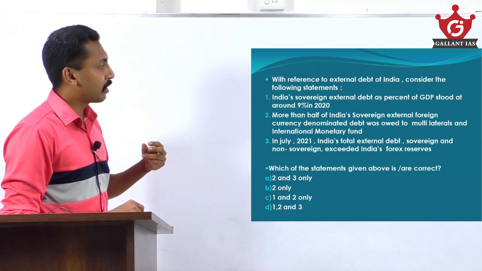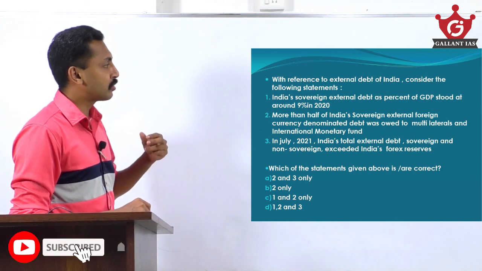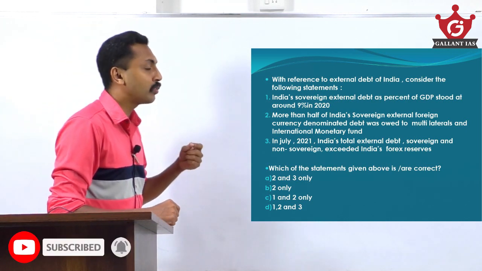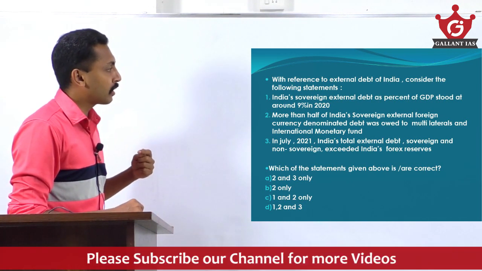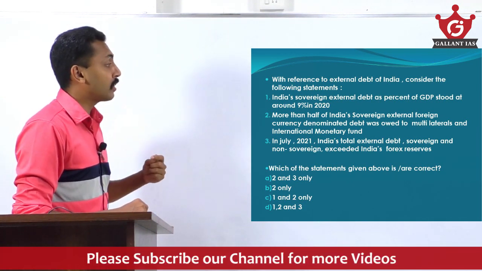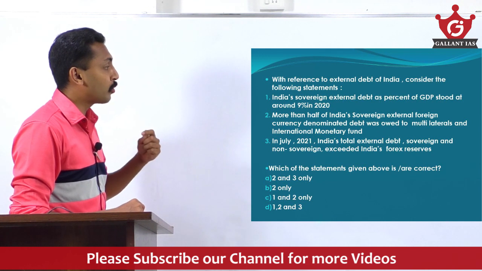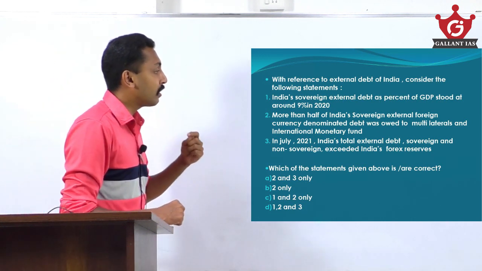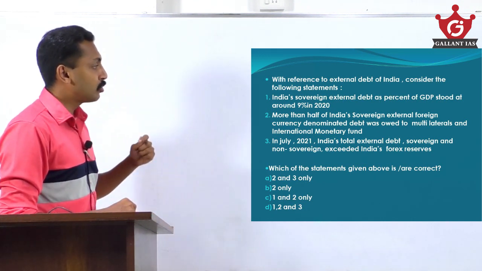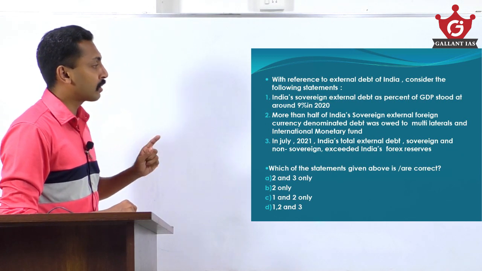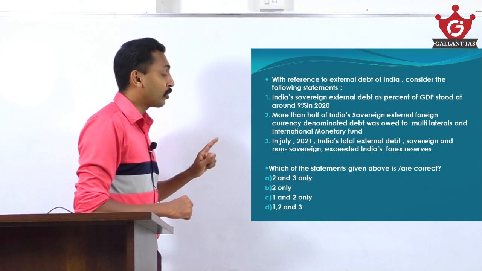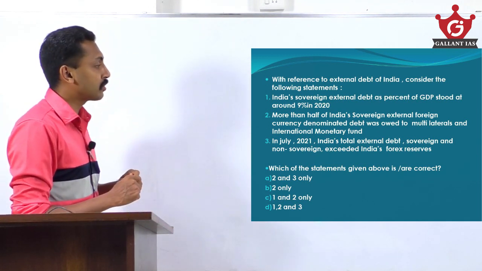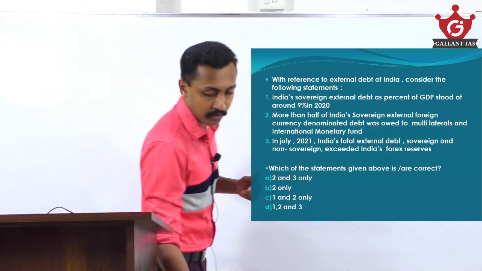India's sovereign external debt as percentage of GDP stood at around 9% in 2020. Second statement, more than half of India's sovereign external, foreign currency denominated debt was owed to multilaterals and the International Monetary Fund. Third, in July 2021, India's total external debt, sovereign and non-sovereign, exceeded India's forex reserves. Which of the statements given above is correct? And the options are given.